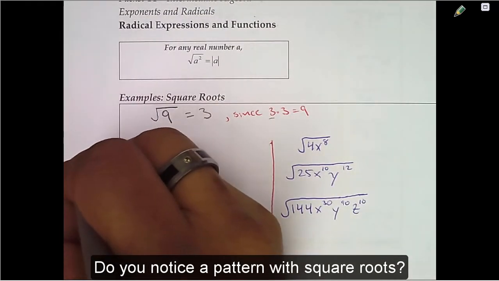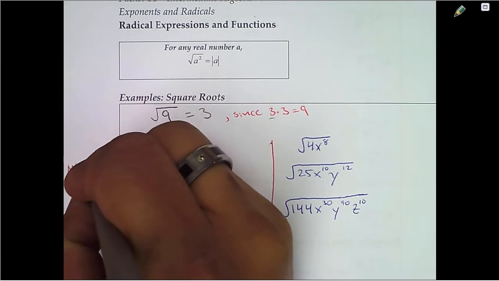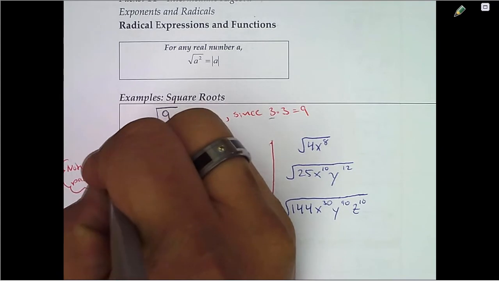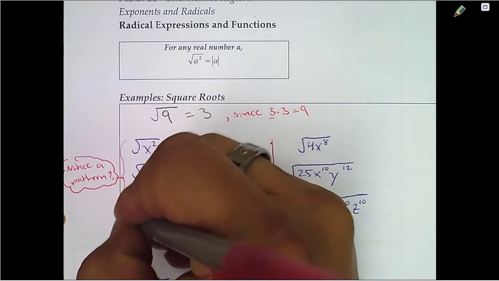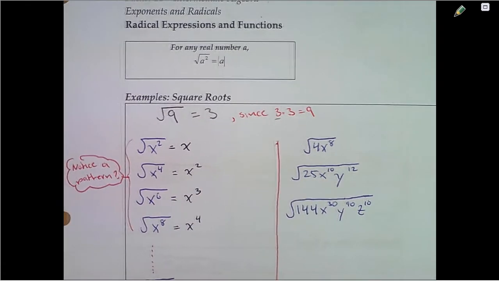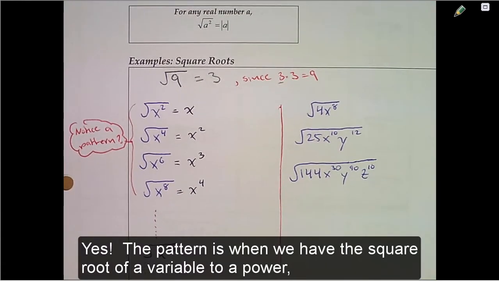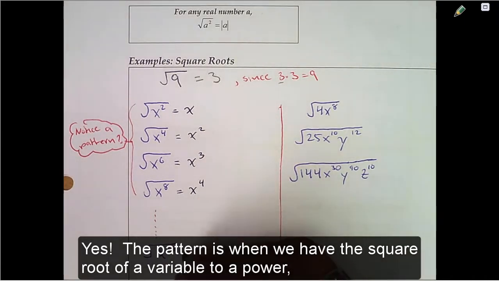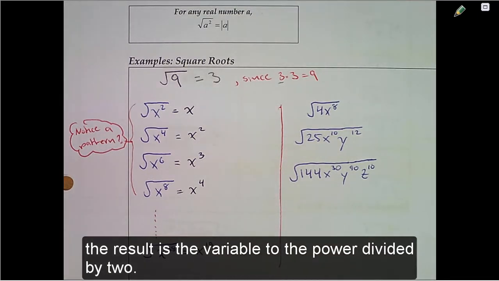Do you notice a pattern with square roots? Yes, the pattern is when we have the square root of a variable to a power, the result is the variable to the power divided by 2.